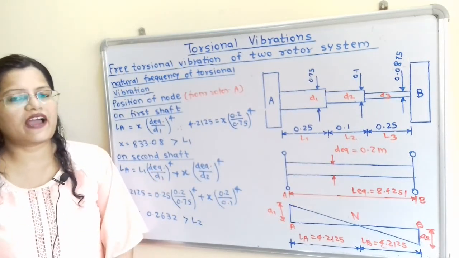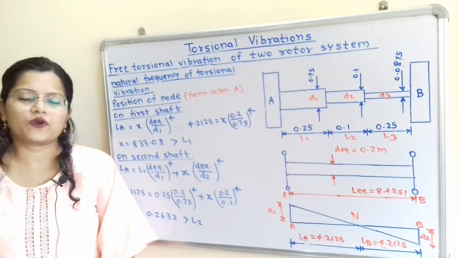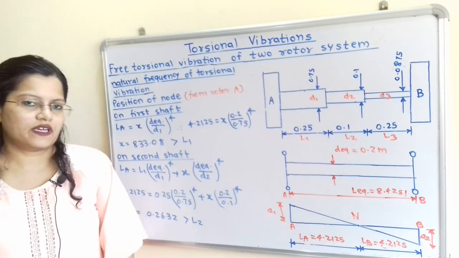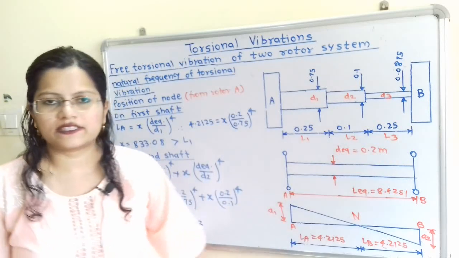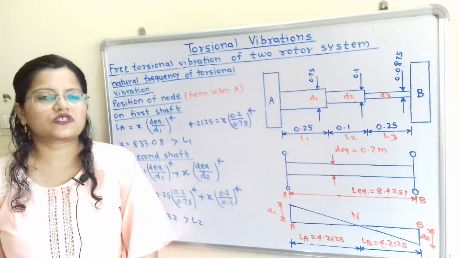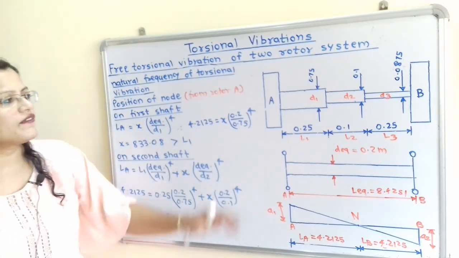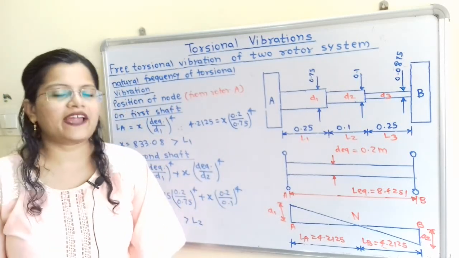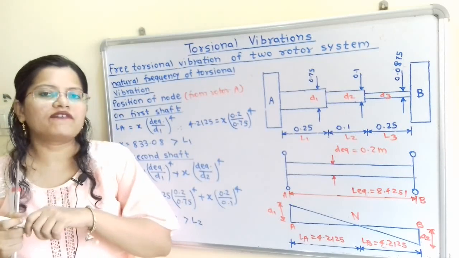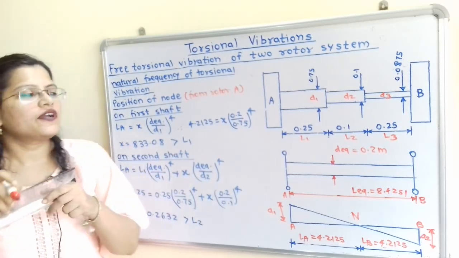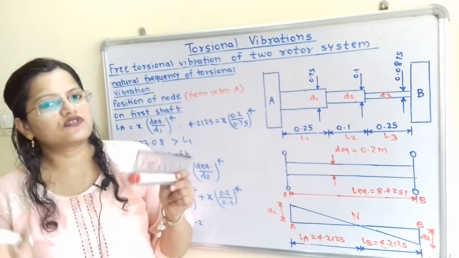Next question, we have to find out the position of node in the actual shaft. In actual shaft, there are different lengths L1, L2, L3. So we have to first cross check on each shaft what is the position of node, and that's why we will make here the assumption on the first shaft the position of node will be at a distance of x.